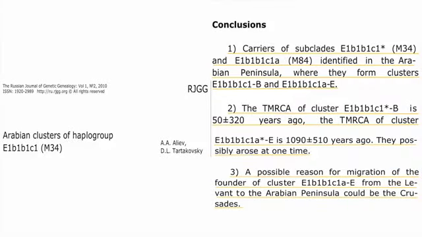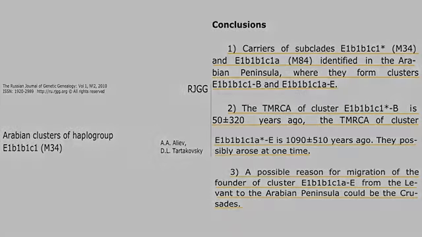Conclusion: 1. Carriers of subclades M34 and M84 identified in the Arabian Peninsula, where they form clusters E1B1C1-B and E1B1C1A-E. 2. The TMRCA of cluster E1B1C1-B is 50 plus or minus 320 years ago. The TMRCA of cluster E1B1C1A-E is 1090 plus or minus 510 years ago. They possibly arose at one time. 3. A possible reason for migration of the founder of cluster E1B1C1A-E from the Levant to the Arabian Peninsula could be the Crusades.